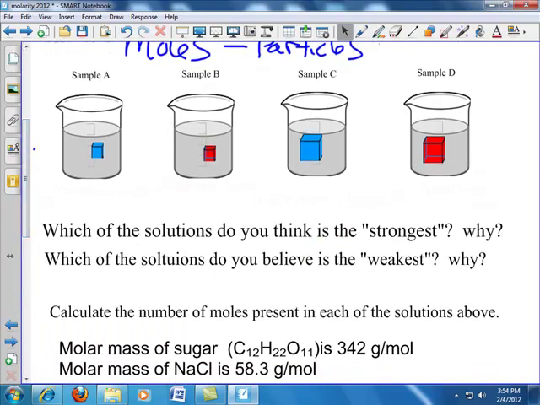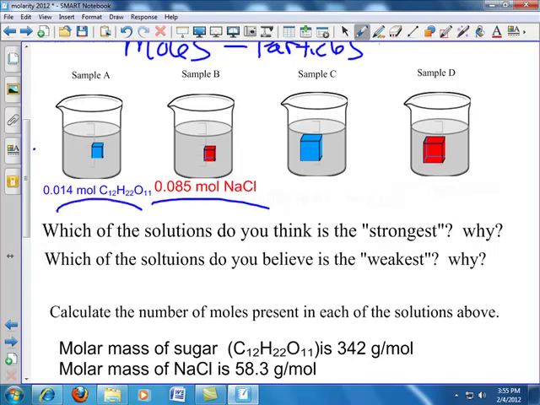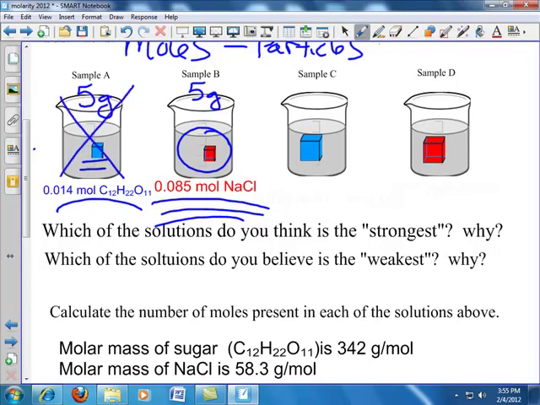Now, if I go back up here, this 5 grams of sugar, I have 0.014 moles. And if I compare that to the 5 grams of NaCl, one of the things I see is I have a greater number of moles of NaCl than I do of sugar. So even though I had the same mass, this was 5 grams and this was 5 grams, I have more moles here. So this solution here is more concentrated than this one. So I can eliminate this one as being one of the most concentrated.